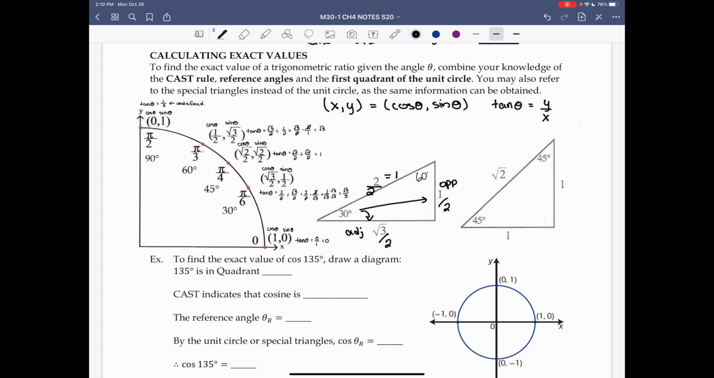And if you were looking from angle 60, it would be opposite. So root 3 over 2 would be opposite from 60, which would make it your y value, and 1/2 would be adjacent from 60, which would make it your x value.